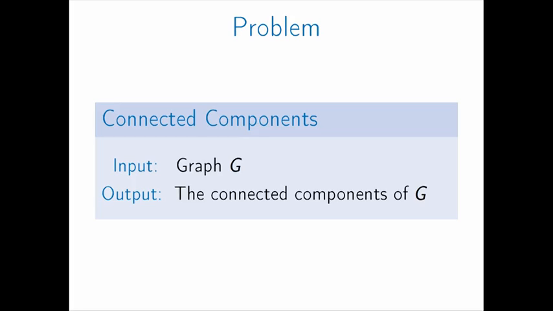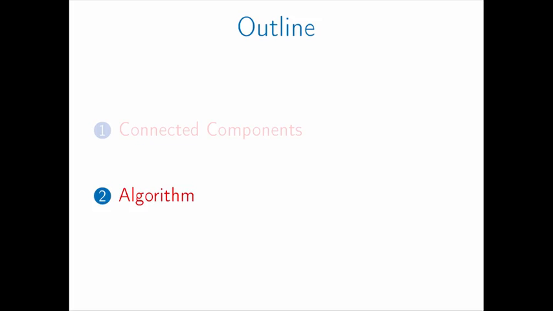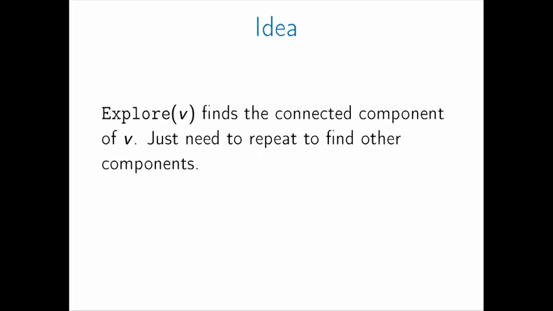But what we'd now like to do is do this algorithmically. Given a graph G, we'd like to find the connected components of this graph. Okay, fair enough. Let's find an algorithm. Well, the basic idea of this is pretty simple. If you run explore of V, this finds the connected component of V. It finds everything you can reach from V. That's the whole connected component. And you just need to repeat this to find all the other components.